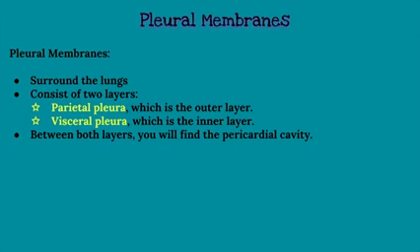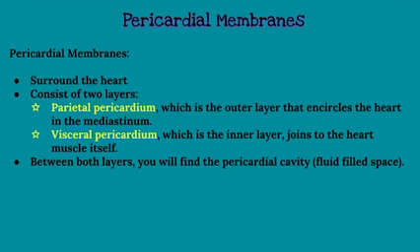Between the pleural membrane's parietal layer and visceral layer, you'll find the pleural cavity. Pericardial membranes surround the heart. The pericardial's parietal layer encircles the heart, while the visceral layer or inner layer attaches directly to the heart muscle itself. In between both of these layers is the pericardial cavity.